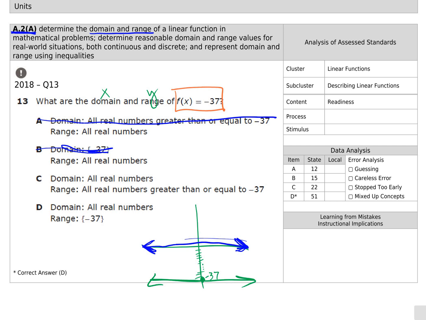On this one, range is our y-axis here. So we squish both of these things to the middle, and it's just going to end up being a dot. When we squish this over here, it's still there. It's all on the same number, so it's just 37. So it's not all real numbers greater than or equal to that. It's just 37. So D is the answer.